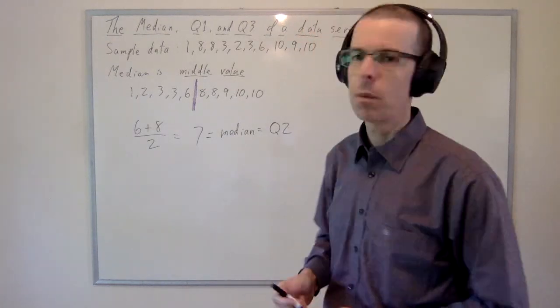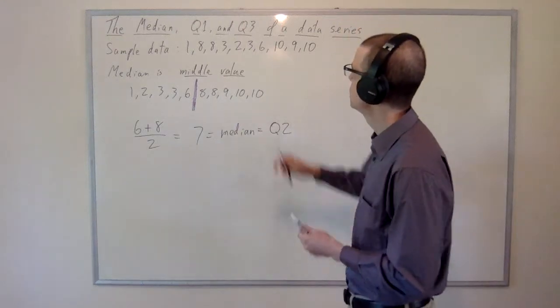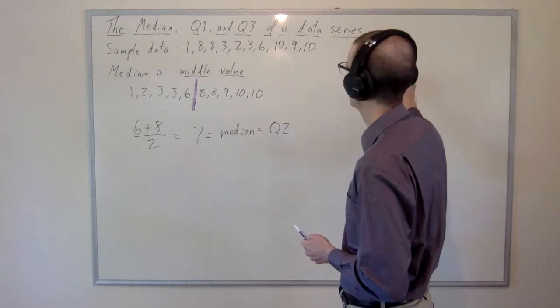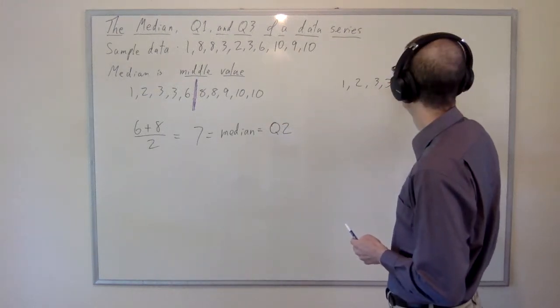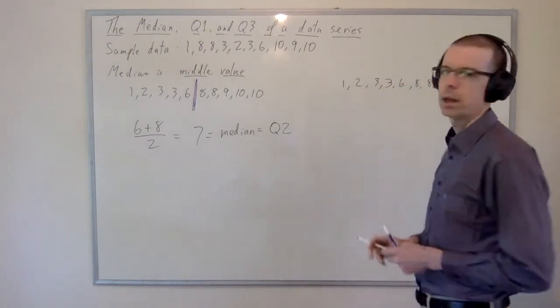Before we get to that, let's talk about what would happen if we had an odd number of data points here. So let's imagine that instead of having two 10s, we just had 1. So we have 1, 2, 3, 3, 6. So this is a bit of a what if. What if the data looked like this?